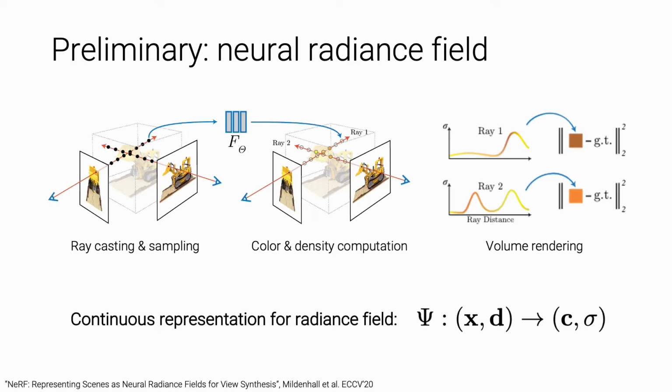Our method focuses on the deformation of the radiance field. The rendering process of the radiance field includes ray casting and sampling, color and density computation, and volume rendering. The core part of the radiance field is such a continuous representation, which maps position and view direction to color and density. This work studies the deformation that could be applied to such a continuous representation.